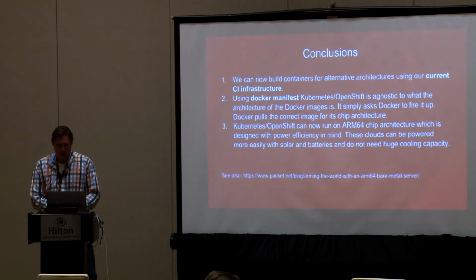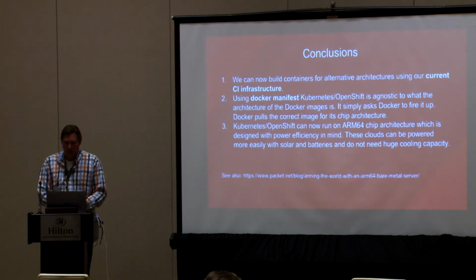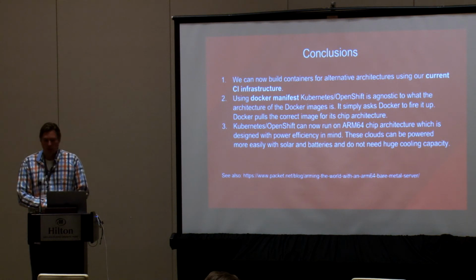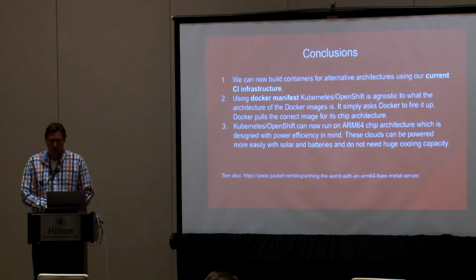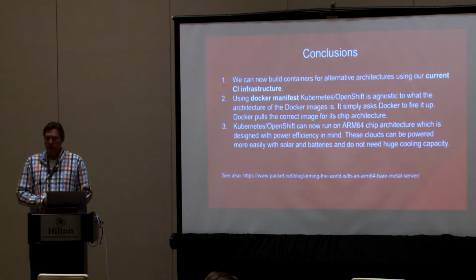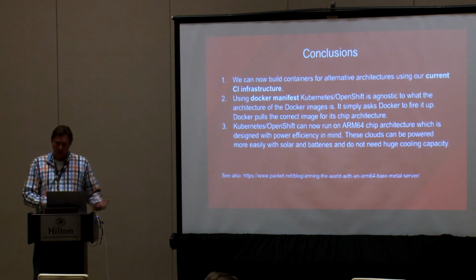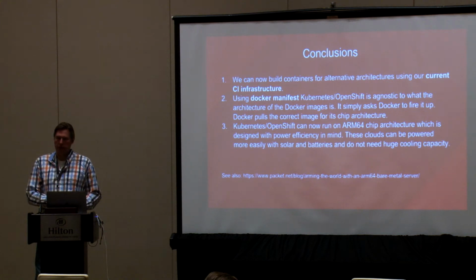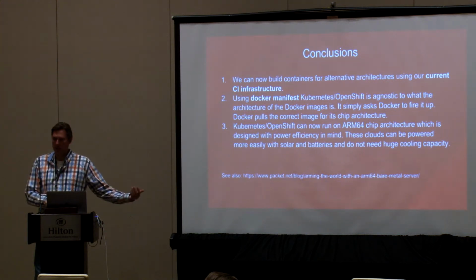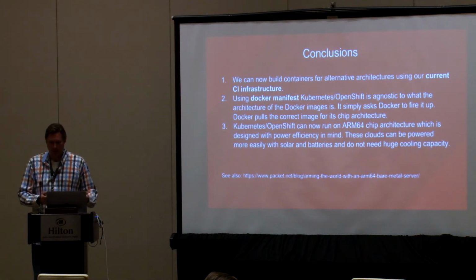So the conclusion is that we can now build containers for alternative architectures. It doesn't just need to be ARM, it could be anything, using our current CI infrastructure. With the Docker manifest, we don't even have to update our documentation, because if we name the manifest what the original name of the Intel image was, then everything stays the same. It's just a reference at that point.